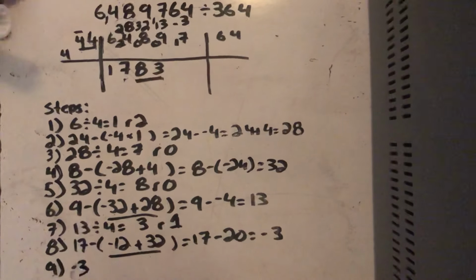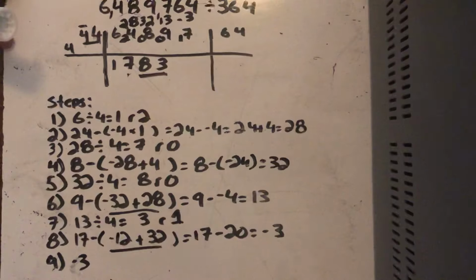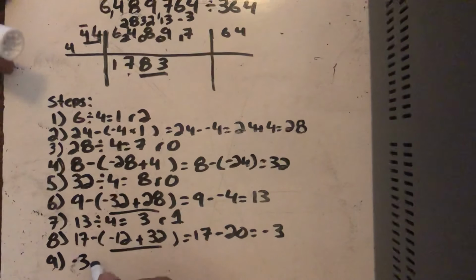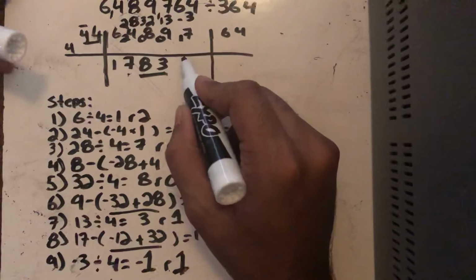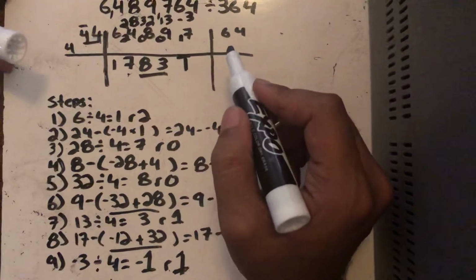Let's say -3 divided by 4. So that's going to be -1. So think of it this way. 4 times -1 is -4. So I have to go up 1 more, so my remainder is 1. Okay? So what that means is I am going to put a 1 bar here to represent the -1, okay? And I still have a remainder of 1 right here.